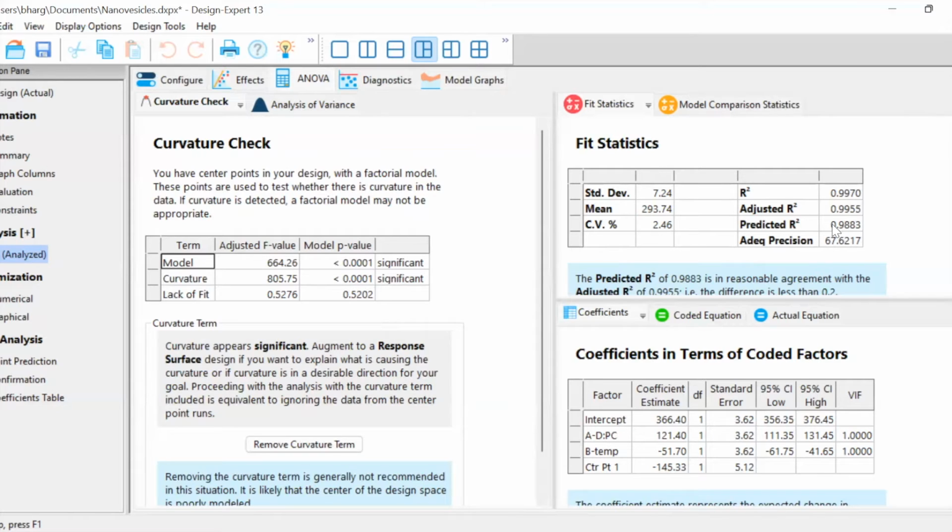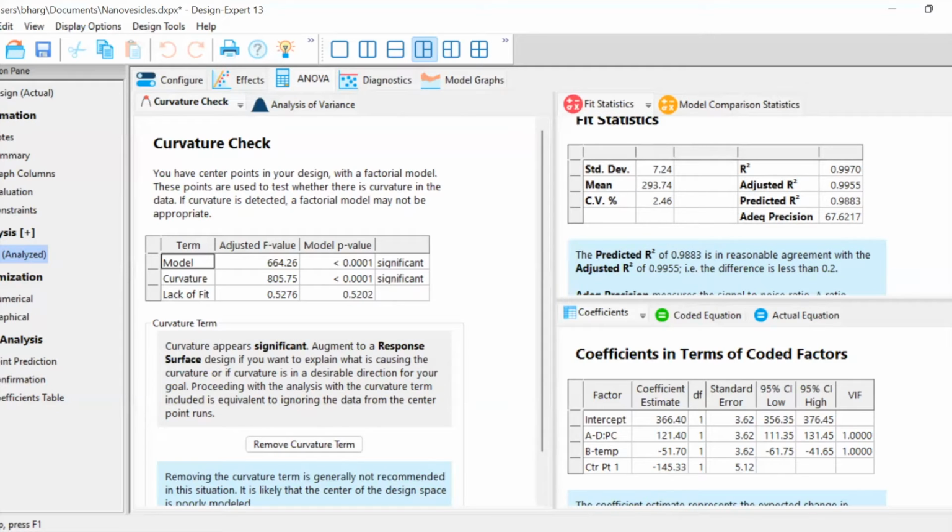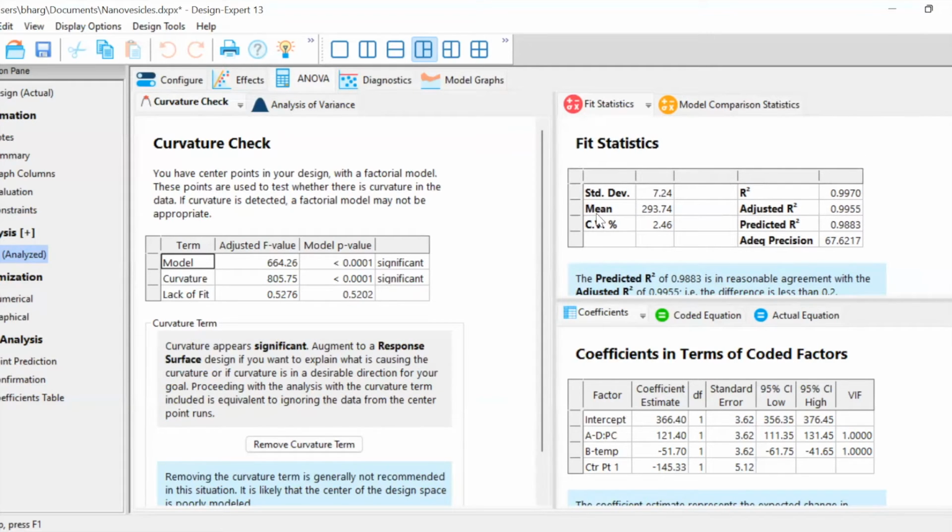And further from the statistics, it can be observed that the R square value is closer to 1, that is 0.9970, and the adjusted R square and predicted R square values are within 0.2 of each other, which indicates that the model is fitting the data and can reliably be used to interpolate. And even adequate precision is greater than 4, which means it can be used to navigate the design space. CV will be considered in a few cases. The value should be as low as possible.